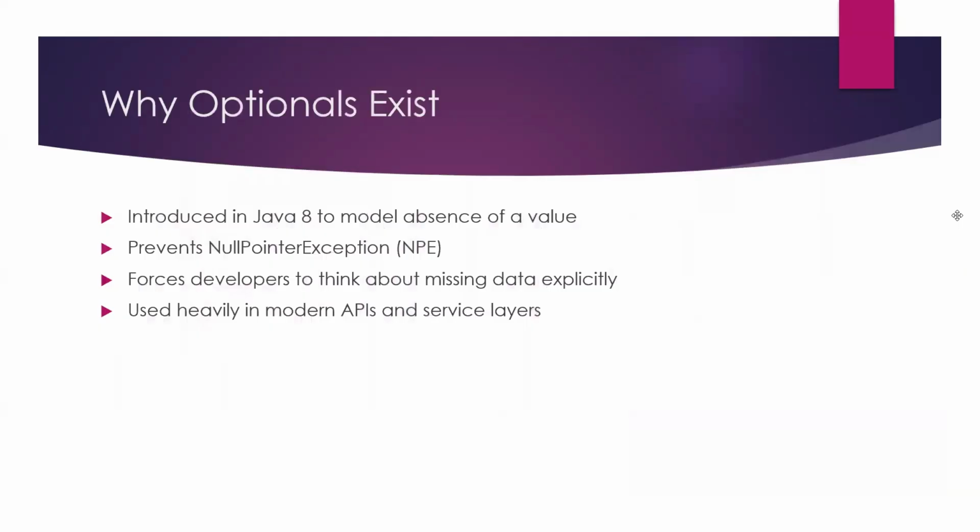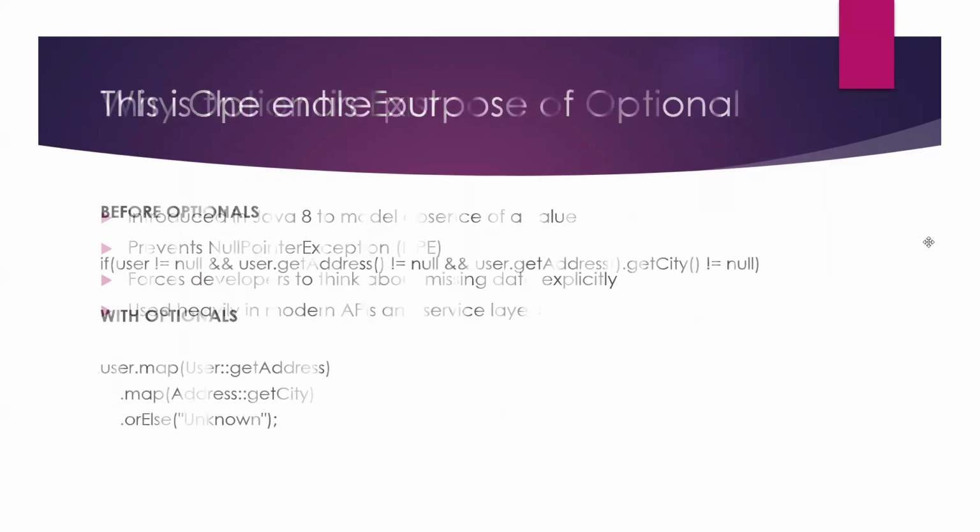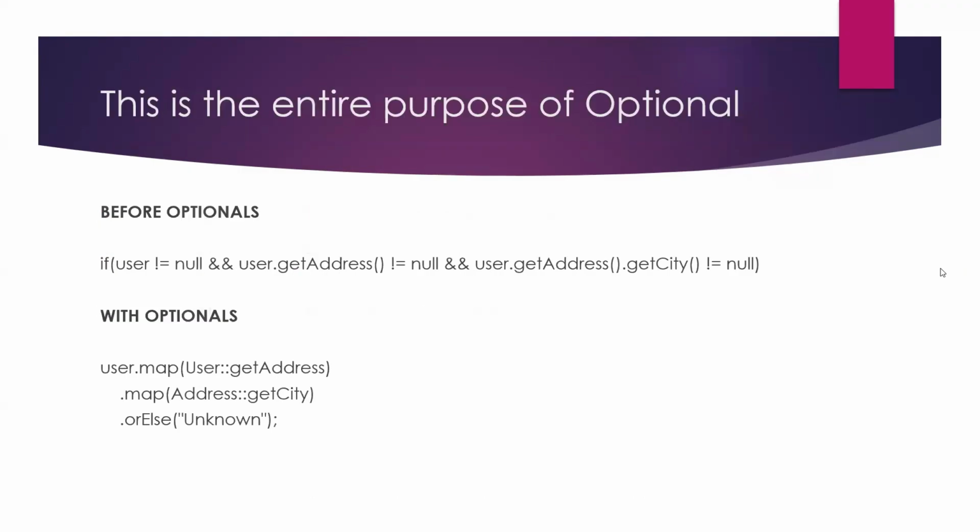Why do optionals exist? They were introduced in Java 8 to model the absence of a value. It prevents null pointer exceptions, and it forces developers to think about missing data explicitly. It's used in modern APIs and service layers. This is the entire purpose of optional.